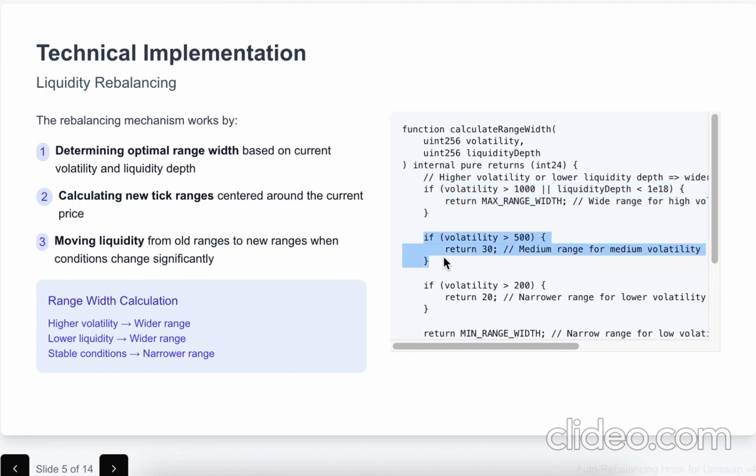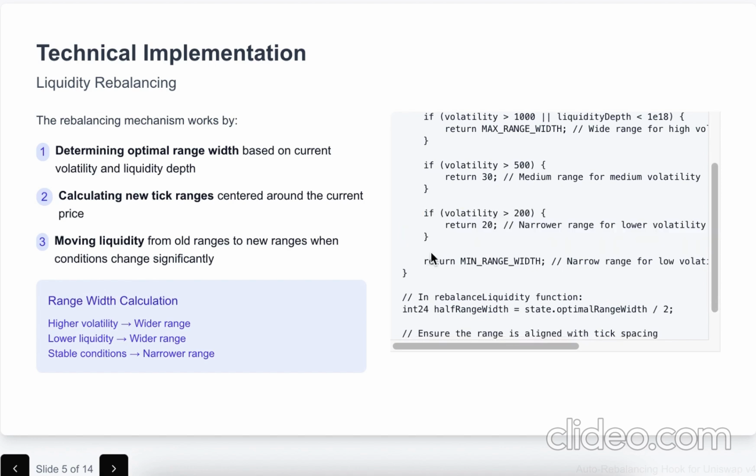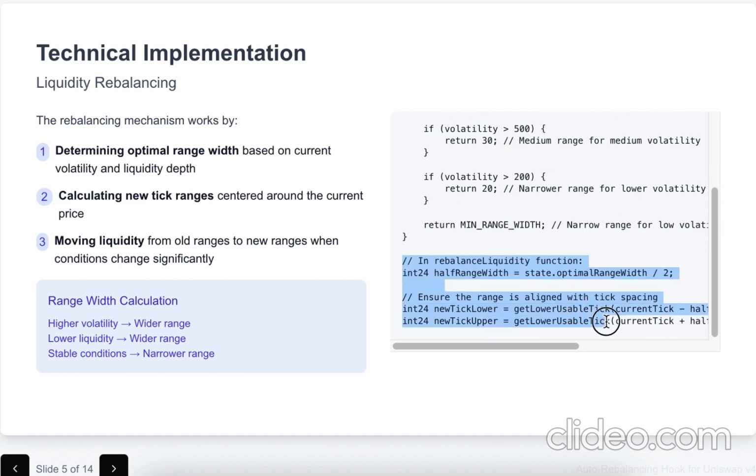If volatility is medium to high, it returns a medium range width of 30 ticks. And if volatility is medium to low, it returns a narrow range width of 20 ticks. For low volatility situations, that is below 200, it returns a minimal range width of 5 ticks. This maximizes capital efficiency when prices are stable. This code snippet is for tick range calculation from rebalancing liquidity.